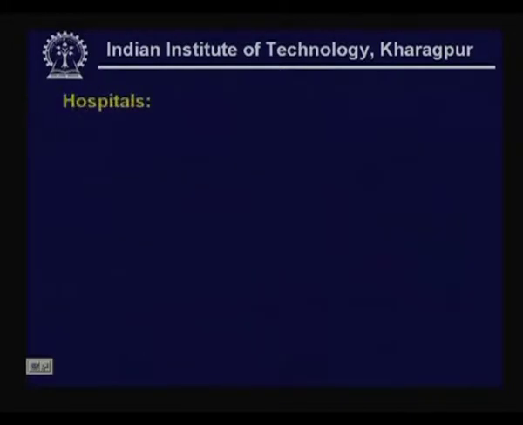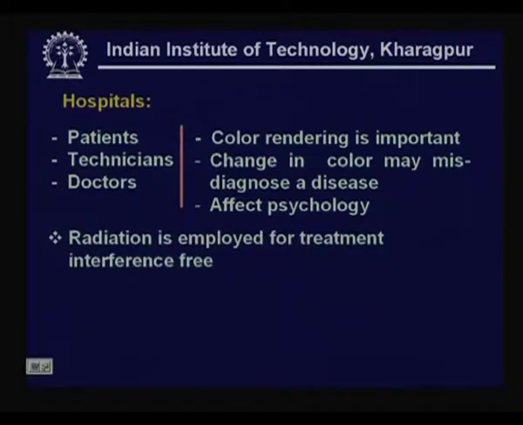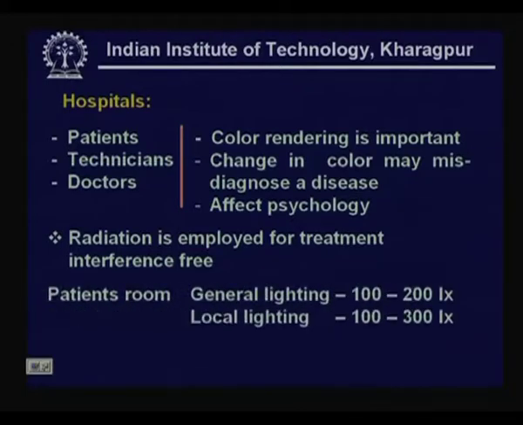Now let us look at another application, the hospitals. Hospital lighting involves three categories of users: the patients who need to relax and recoup, the technicians who need to perform certain tasks under the supervision of doctors, and third, the doctors. In this lighting, color rendering is important because if there is any change in color, one may misdiagnose a disease, and it could affect the psychology of the patient. Radiation is sometimes employed for treatment, so it should be interference free. These are some of the issues.